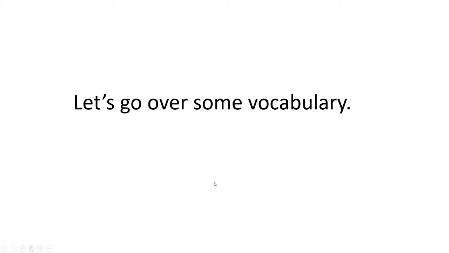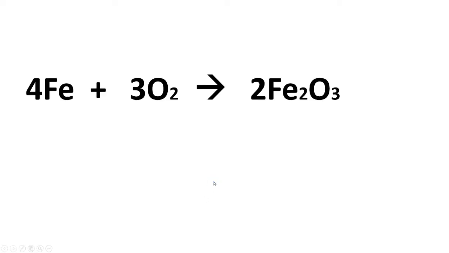So let's go over some vocabulary. When we look at a formula like this, it's separated by the arrow. To the left of the arrow are the reactants. These are the 2 things that are going to react. They're going to form a chemical reaction. And to the right of the arrow is the product. Sometimes the product is just one thing, sometimes it's many things. These are the reactants, this is the product. And this arrow here means yield.